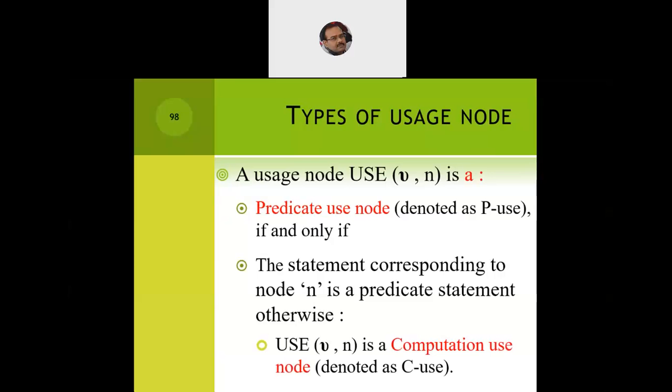So predicate use nodes are wherever decision making comes: an if condition that needs to hold true, or a switch case where multiple cases are there: if this, else case 1, case 2, case 3, case 4, and finally the default. There also one of them will execute. If none of them hold, then default will execute. Those kinds of nodes will go as a predicate use node, and those where you perform mathematical operations will go as a computation use node. So we'll have either a P use or a C use.